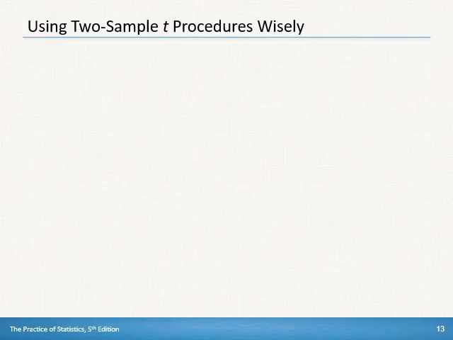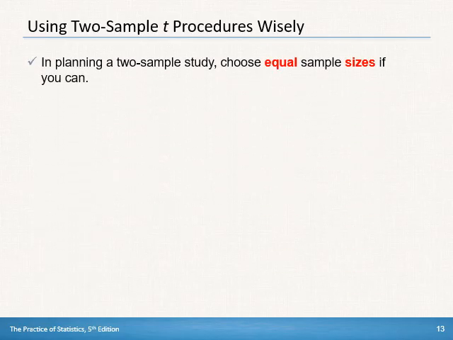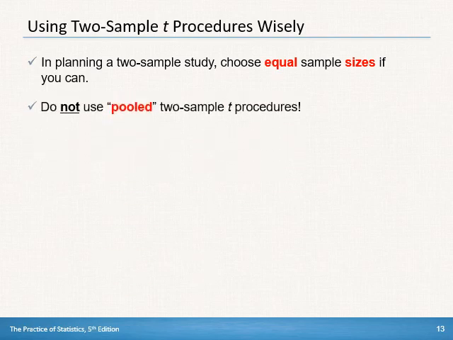All right, so some things to be careful of when you're using your T procedures. If you're running this test, you want your sample sizes to be as similar as possible. They don't have to be exactly the same, but if you can, we make those the same. We never pool the data when we're doing T procedures. We only pool the data when we are working with significance tests for two proportions. We don't do it for the significance test for two means.